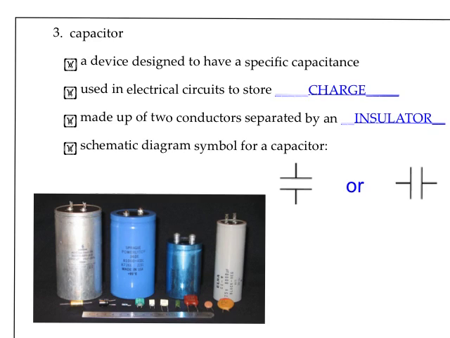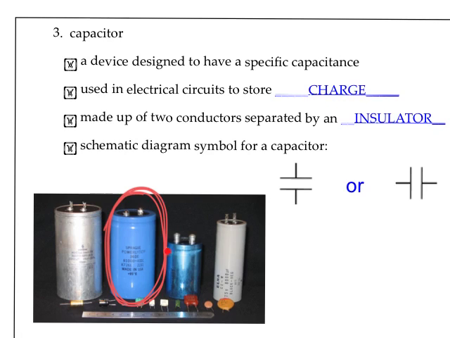And then lastly, we have something actually called a capacitor. This is going to be a device designed to have a specific capacitance. And in your Castle kits, we work with ones that look like this. So you're actually going to hook those up in a circuit and see what they do. And when a capacitor is used in an electrical circuit, it's used to store charge.